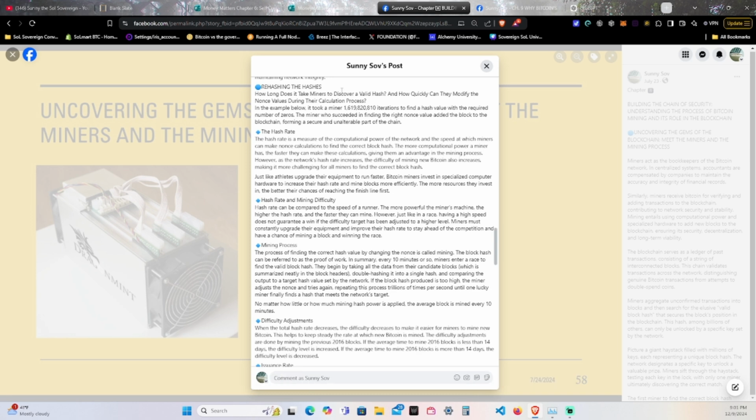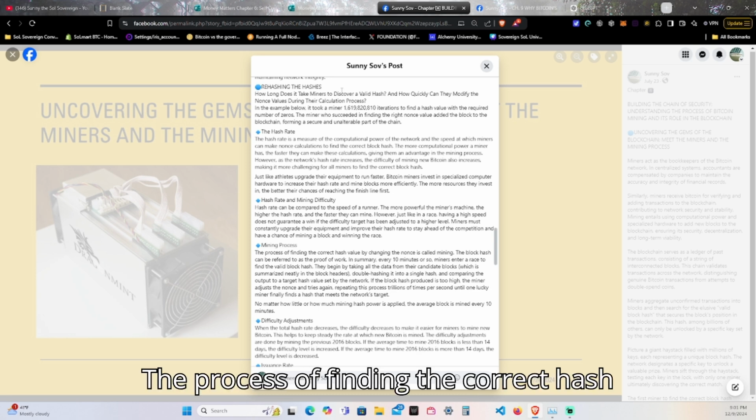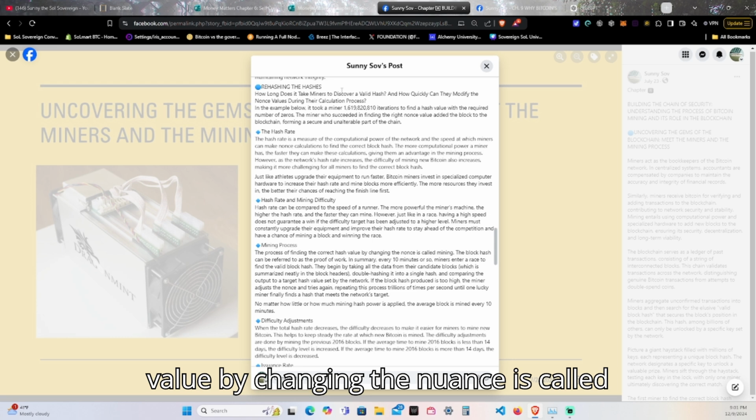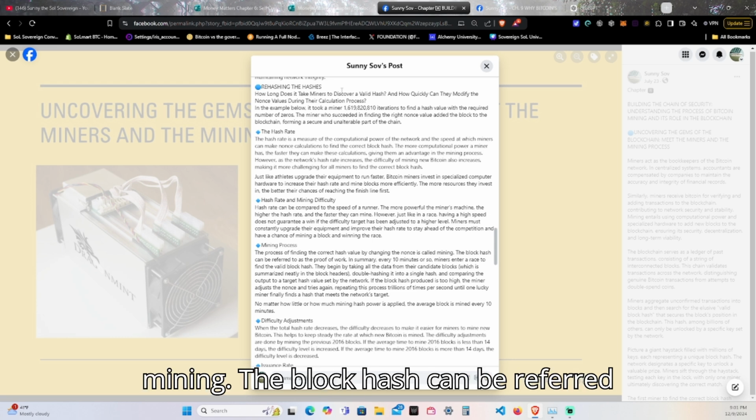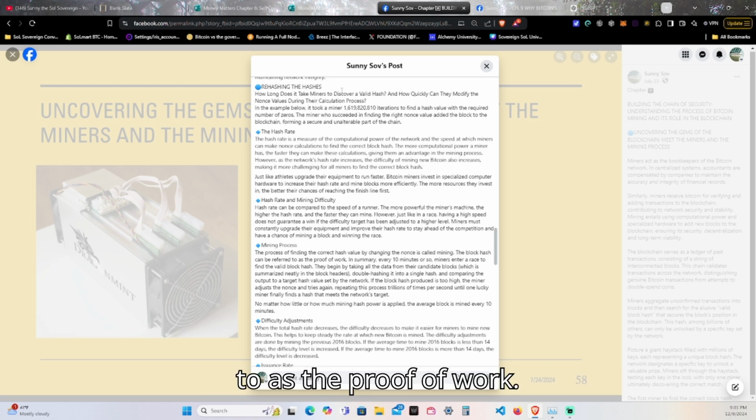Mining process. The process of finding the correct hash value by changing the nonce is called mining. The block hash can be referred to as the proof of work.